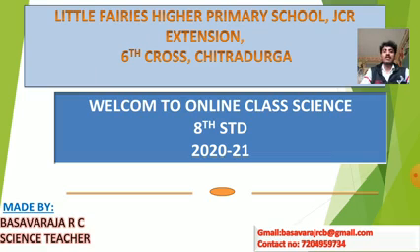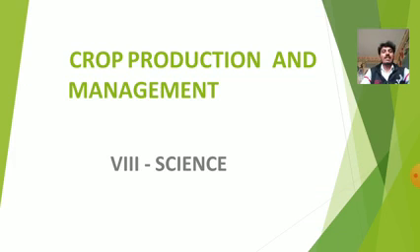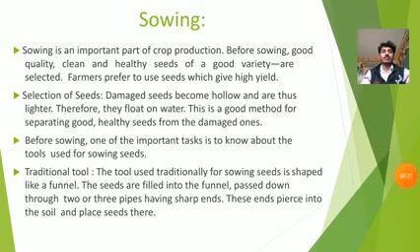Today we learn about, in science, the first chapter, crop production and management. In this chapter we already know how to prepare the soil. Today we will learn about sowing. Sowing is an important part of crop production.